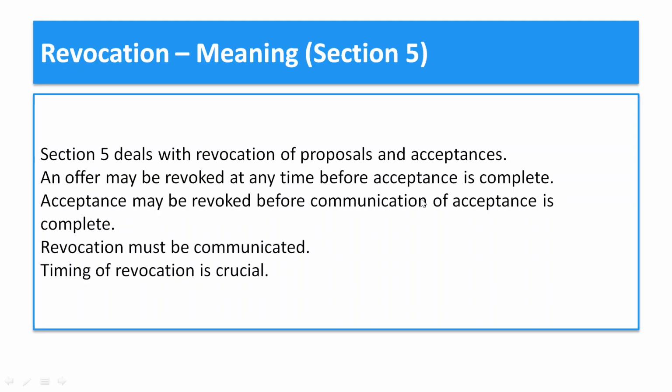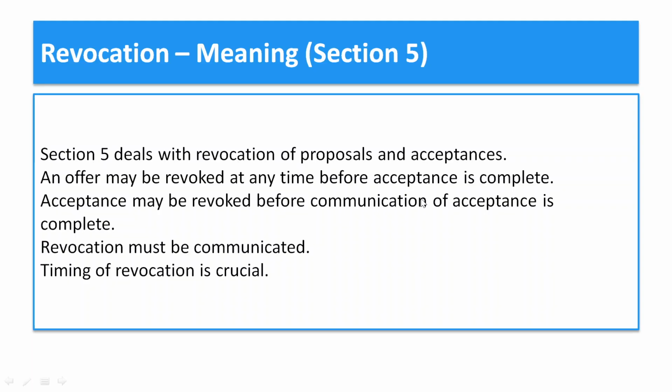First thing, an offer can be revoked any time before acceptance becomes complete against the proposer. Similarly, acceptance can be revoked any time before it becomes complete against the acceptor. I'll just repeat it. An offer can be revoked any time before acceptance becomes complete against the proposer. Similarly, acceptance can be revoked any time before it becomes complete against the acceptor.